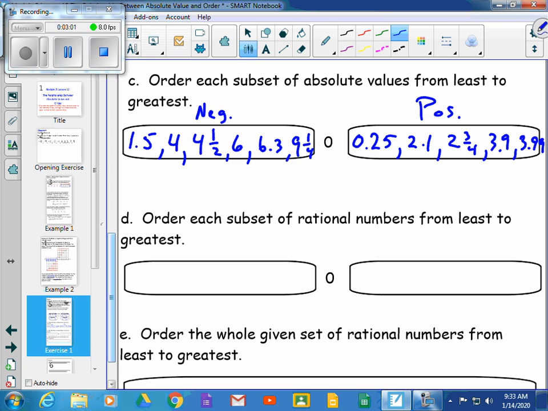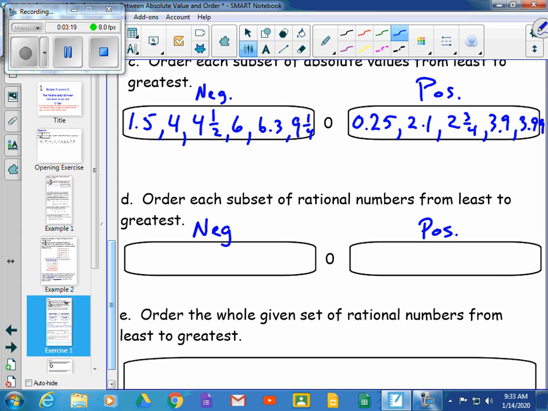Now we're going to order each subset of rational numbers from least to greatest. So these are going to be the actual negative numbers over here, and these are going to be the actual positive numbers, in order from least to greatest. Remember, the order of the negative numbers is going to be opposite the order of their absolute values. So of the negative numbers, the largest absolute value was 9 1/4, so the smallest number is going to be negative 9 1/4. The next largest absolute value was 6.3, so the next smallest number is negative 6.3.